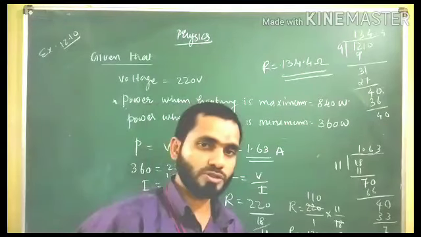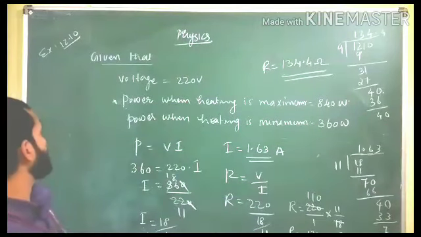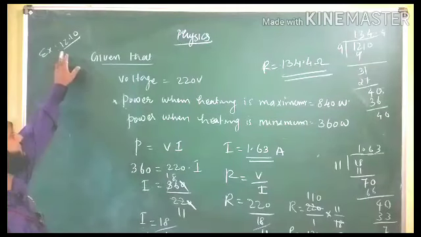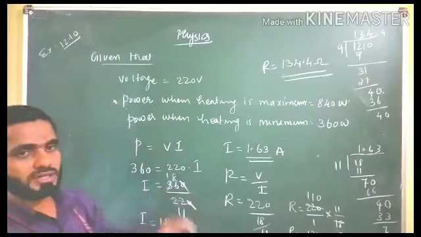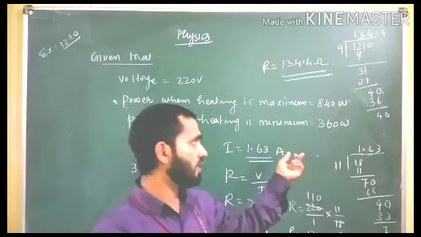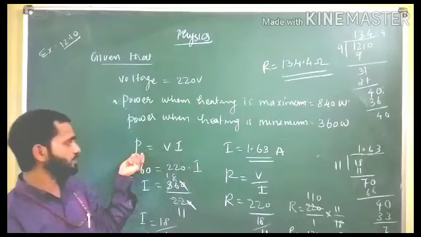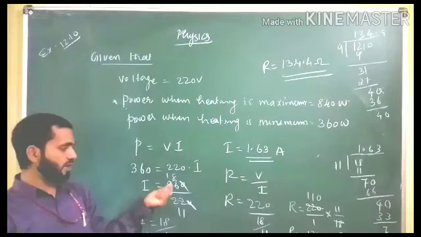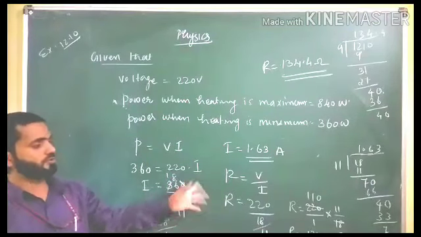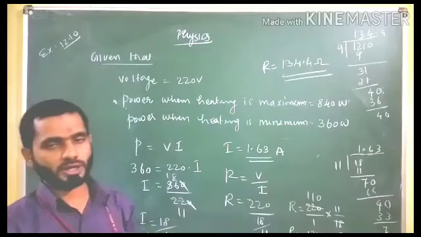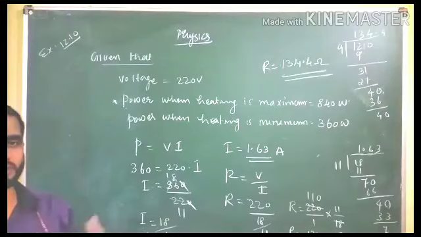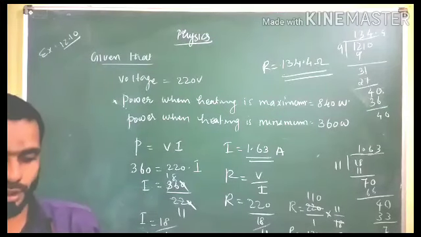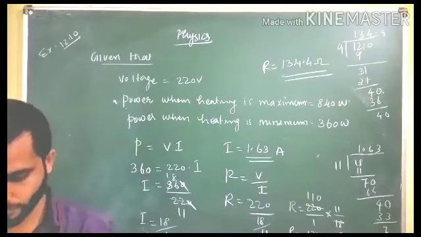134.4 ohm. So students, we have calculated and solved the question. Example 12.10: there we have been given the supply voltage and the power, and we use the equation P is equal to VI to find the value of I, and then we find the value of R also. Once you write this, after that you yourself try to solve this question and practice well, students.